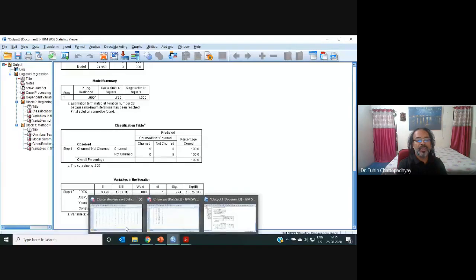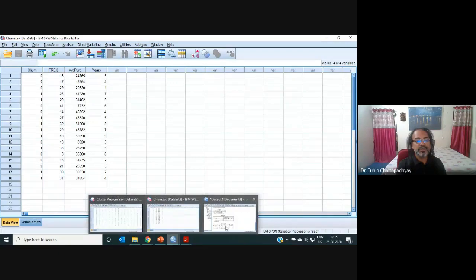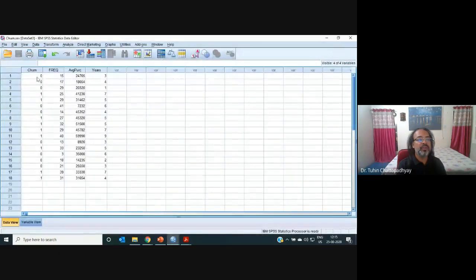So for example, if we take the first observation, what is the first observation? The frequency is 15, average purchase is 24765, years is 3. Because I have to come up with a score for every observation, and especially that is important for the new observations. Why new observations? Because this data set you're already having, right? For the new observations only, you are supposed to predict, correct? So we'll show you how to predict, but let's understand how we can do it with the first row.